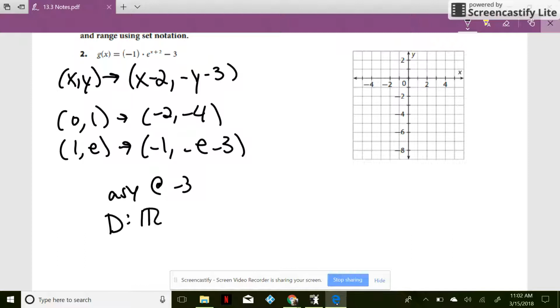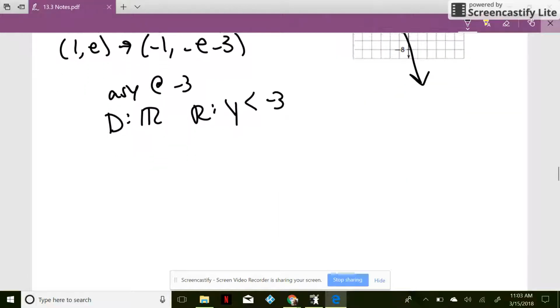Domain will be all real numbers. Range, we did reflect, so y will be less than our asymptote at negative 3. So we want to graph it. Asymptote goes there. Coordinate at (-2, -4), and then a coordinate at -1, and it's about almost -6. So the function's going to look something like that.